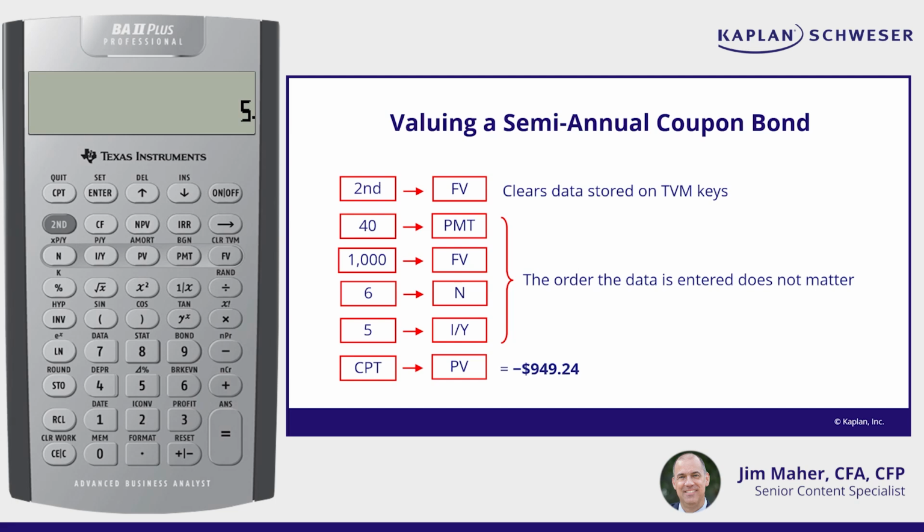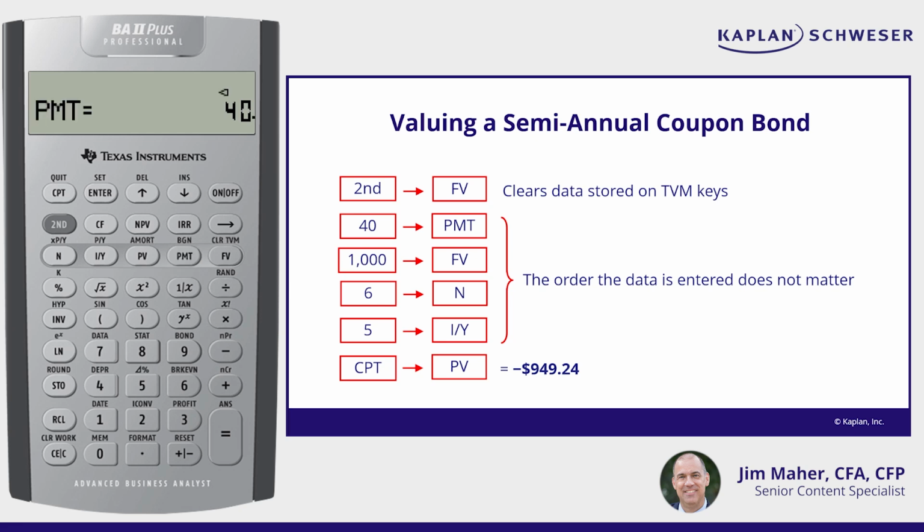Okay, so let's go over here and now actually use our calculator to make this calculation. Let's go second and clear work, right? So we always want to make sure we clear our work. We're going to go second also, and then future value, which clears out our time value of money registers as well. So we're going to do 40 for payment.